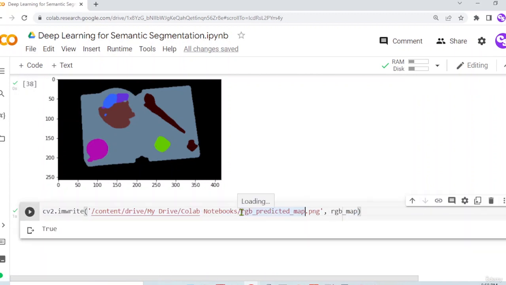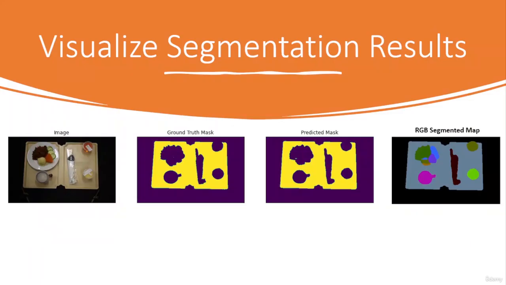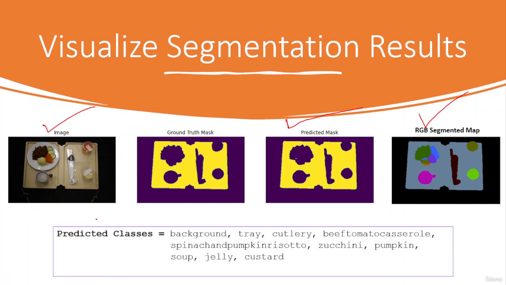So here you can see the RGB predicted map. This is the name that you can change and give a different name and save to the Google Drive. So congratulations, finally you have visualized the segmentation results as well, where we have given the input image to the trained model, and the trained model has predicted the output segmentation map, and then we have converted this output segmentation map to an RGB image so that visually we can recognize different items' predicted regions in the output segmentation map. And also we have output the classes that the model has predicted.